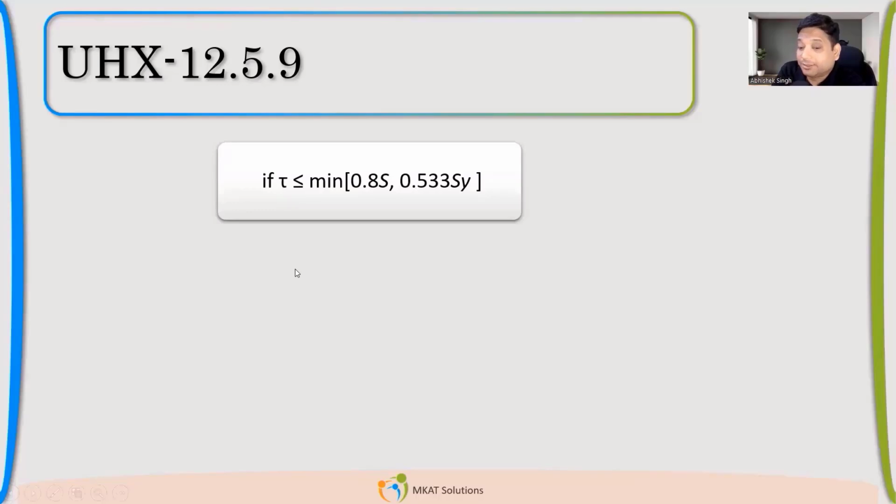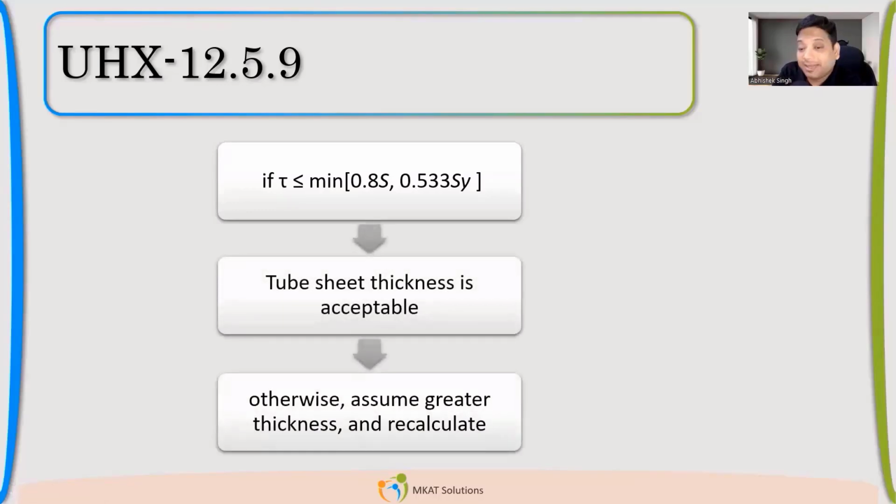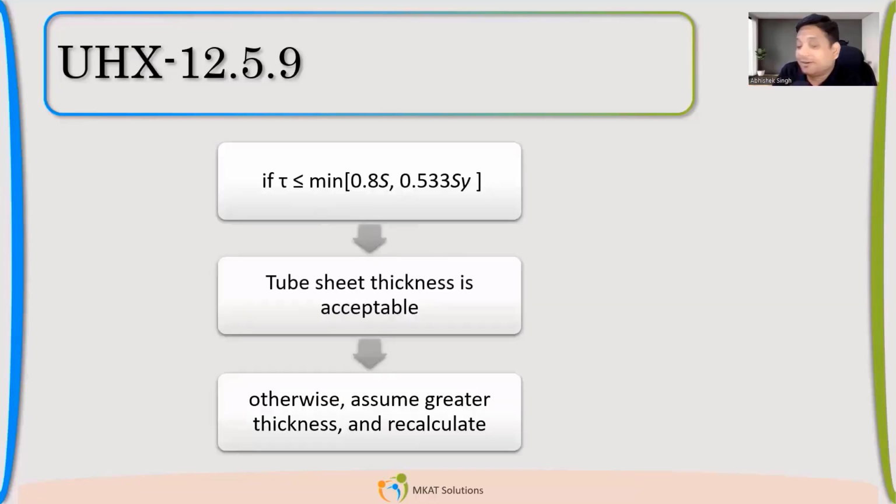Okay, so once I have tau and bending stress calculated, if I got through all, and the stresses are within limit, I'm good enough. My tube sheet is designed.